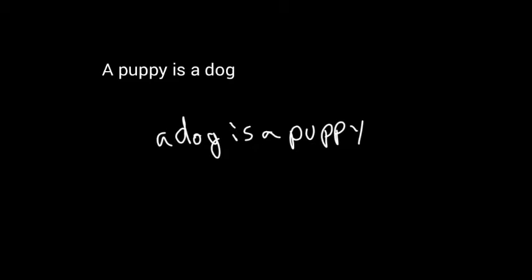So I have a thing here. We're going to turn it into a conditional statement. A puppy is a dog. We have to think about whether the reverse is true. So is a dog a puppy? Well, a dog can be a puppy, but it doesn't have to be a puppy. So this one is false, so you cannot write a biconditional statement for this.